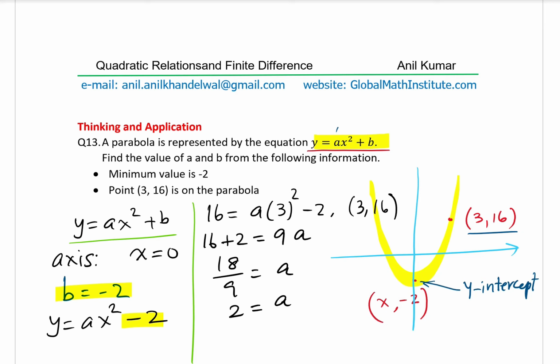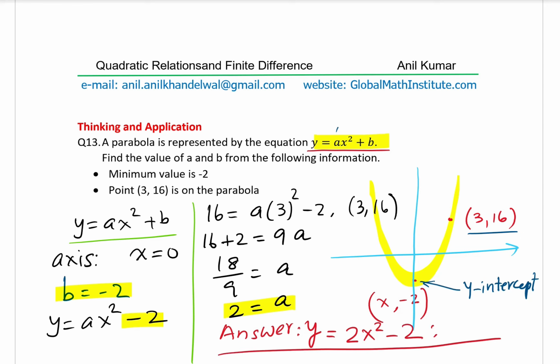So we could find the value of a from this information. And therefore now our answer is y equals, a is 2 for us, 2x squared minus 2. That gives you the value of a as 2 and b as minus 2. Extremely important question once again. I'd like you to understand how we have got this solution. Go through it once again, right?